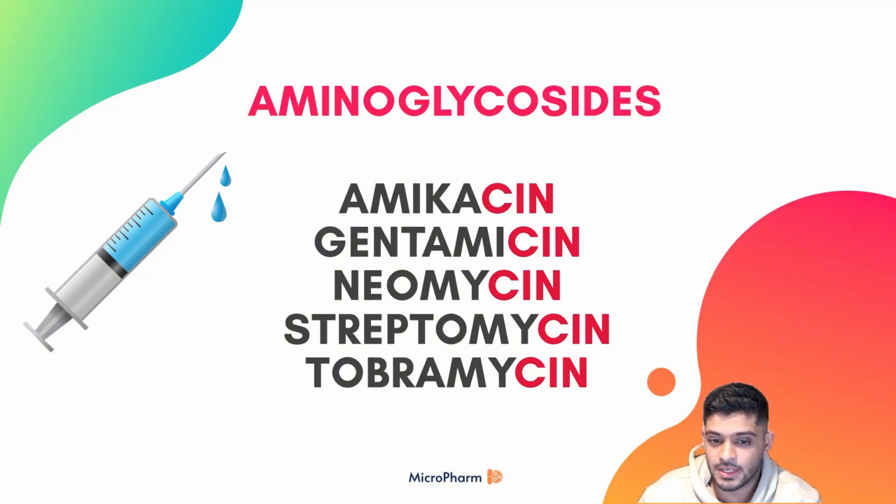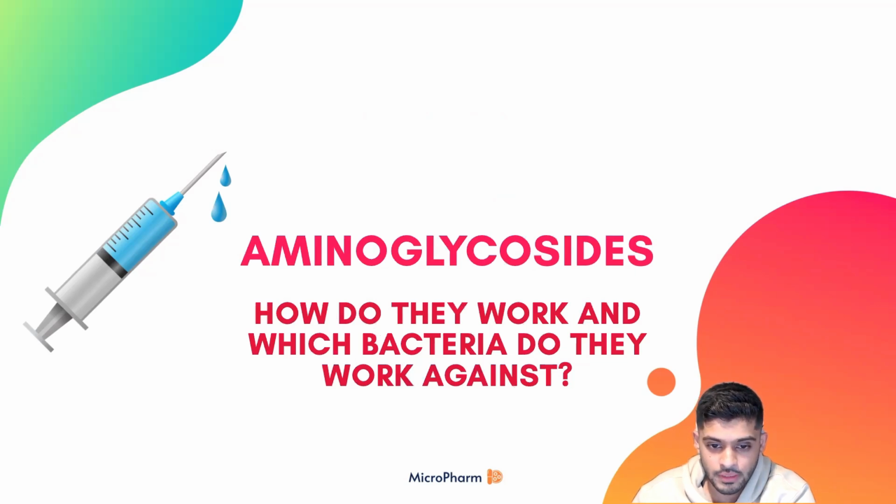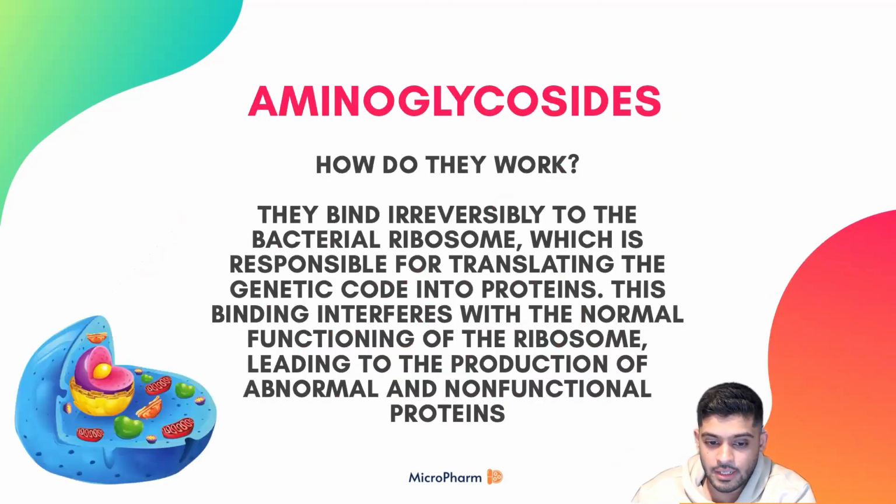Streptomycin, where would you see streptomycin used? What are the indications for streptomycin? Yeah, it's not used very often. It was historically used for the treatment of tuberculosis. So for your more resistant cases of tuberculosis, you will see it being used. So they work by irreversibly binding to ribosomes. And in particular, they target the 30S subunit.